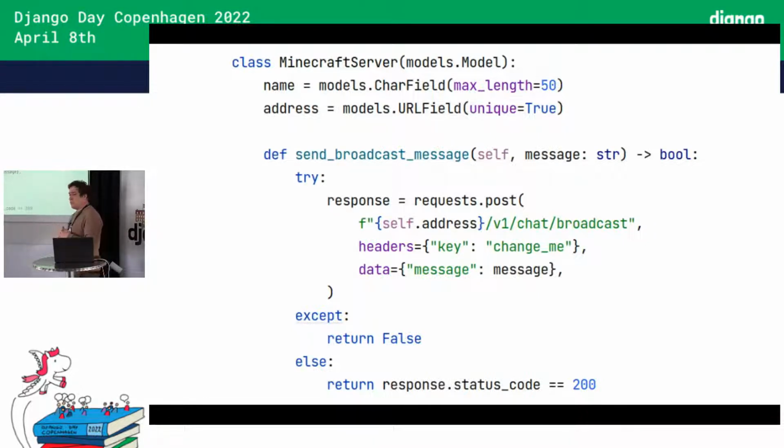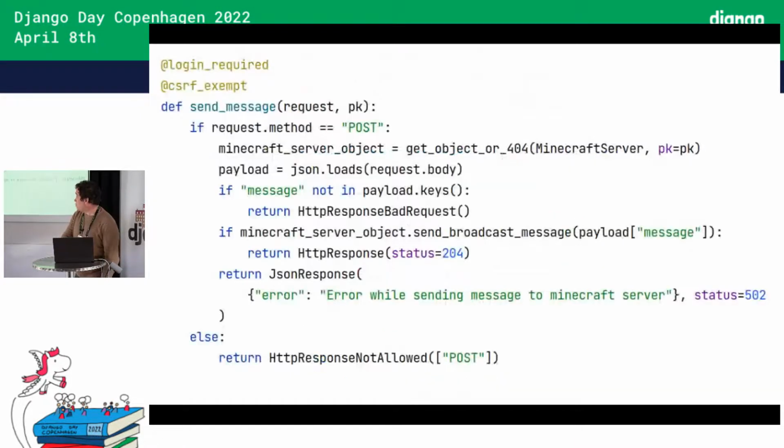Because that's what the documentation of this endpoint says: if you get back a 200, I got your message, and now it's my responsibility to deliver it to the clients. And as part of my contract, I return a Boolean that says true, the message has been sent, false, something went wrong. Oh, by the way, this is the view.